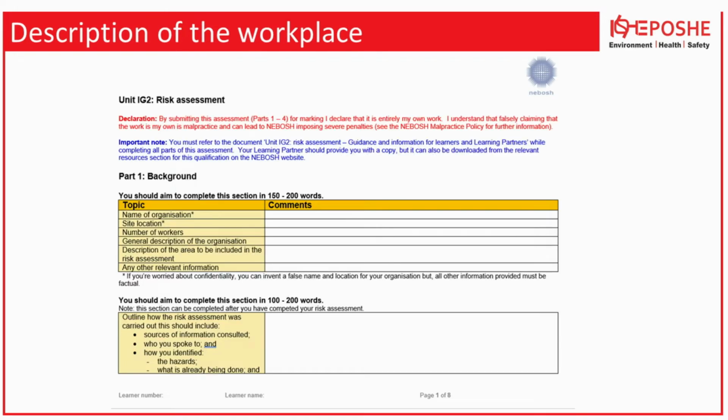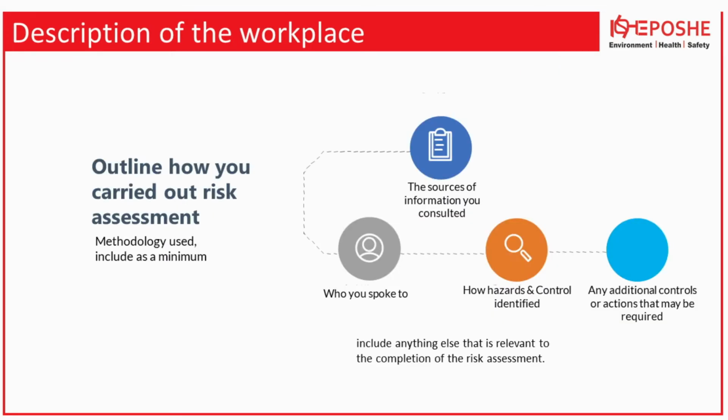Description of the area to be included. Here, you have to write the area which you are focusing on to carry out the risk assessment. Any other relevant information. Here, you can write any other information which may be relevant to the risk assessment, for example, the person responsible for health and safety management in the organization. In Section 2 of the description, you need to outline how you carried out the risk assessment, in short the methodology you used to complete the risk assessment.